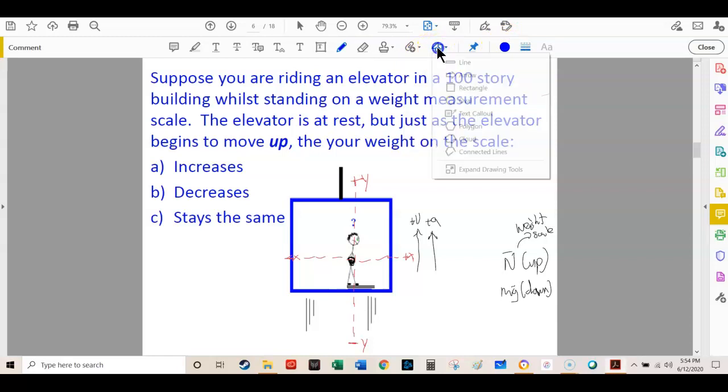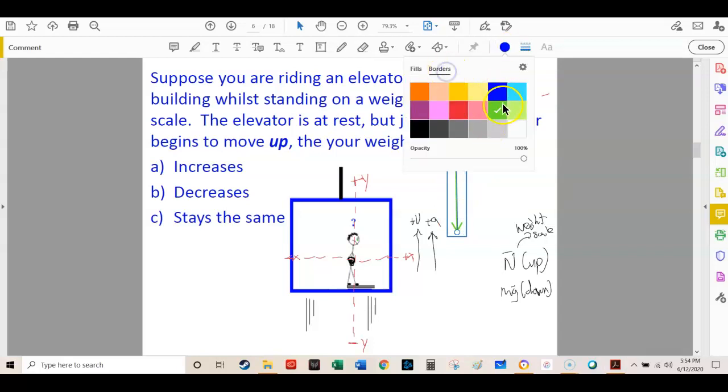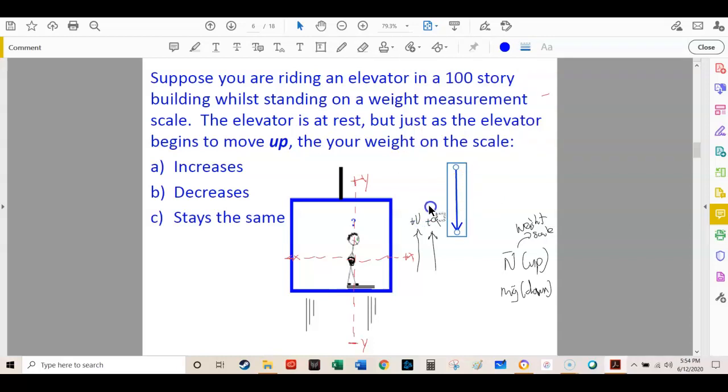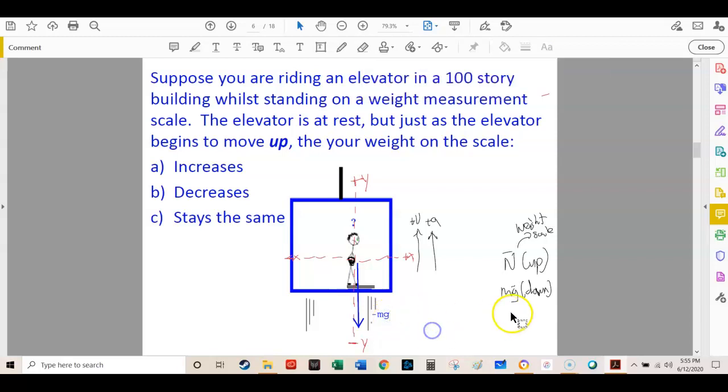And I am going to do the arrow thing. Let's draw the weight of the person first. And so here we have the weight of the person is going to be down. And we're going to label that negative mg. And we're going to call it blue. And there you go. So I'm just translating my list of forces to this force diagram. And there you go, there's the first one.